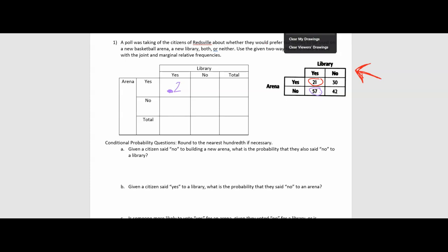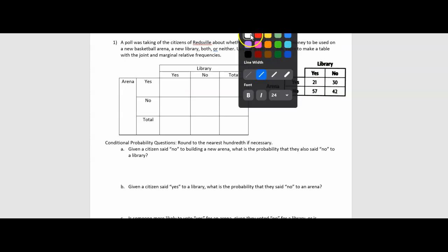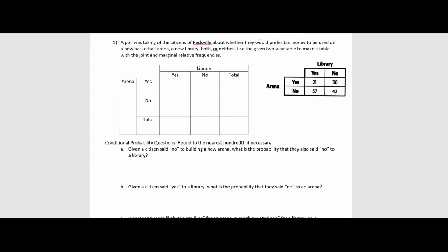Okay, so that's what we're working with here. So let's go ahead and first fill out the two-way frequency table. If I want to figure out what should go in this box right here, I need to figure out the probability of someone voting yes to both the library and the arena. Well, I know that there were 21 people who did that. That's the favorable number of outcomes for this box. Now I need to compare that to the total, right?